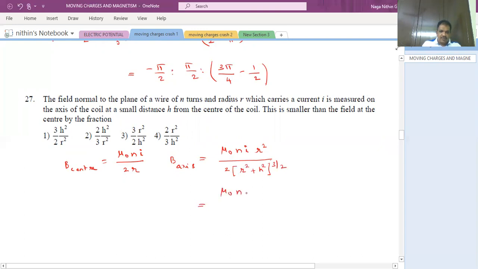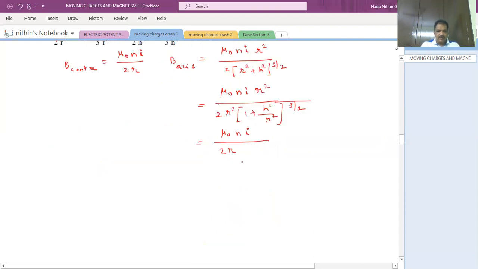What I am doing is taking r square out, so r square power 3 by 2 becomes r cube. So this is mu naught n I by 2r into 1 over (1 plus h square by r square) whole power 3 by 2. Mu naught n I by 2r is B center, so this is B center by (1 plus h square by r square) whole power 3 by 2. This is the induction on the axis.